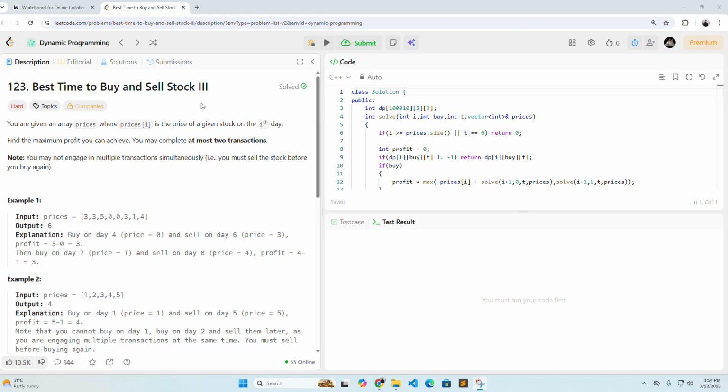Today we are going to solve a hard problem of LeetCode 123, Best Time to Buy and Sell Stock 3. This is a nice dynamic programming problem. We are going to discuss the solution.